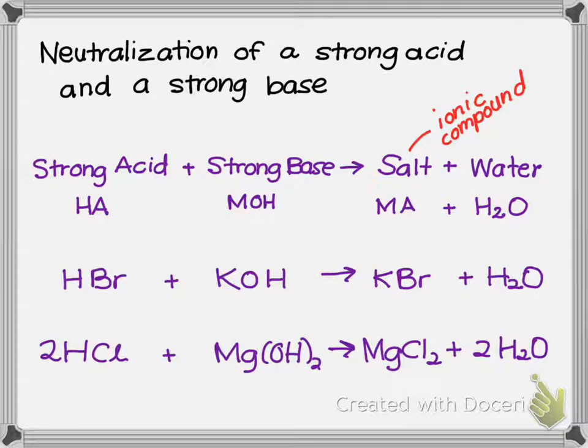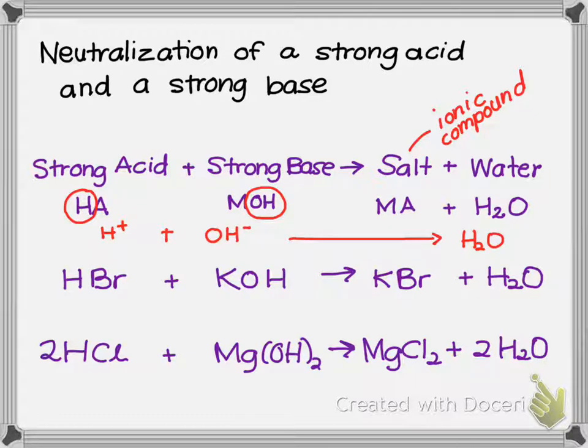So a strong acid will react with a strong base to make the salt, a metal salt, an ionic compound of metals and nonmetals, and water. Now the net reaction, or overall what's happening, is that the proton, the H plus from the strong acid, is reacting with the hydroxide ion, the OH minus, and those two together make the water. So there's your neutralization reaction.